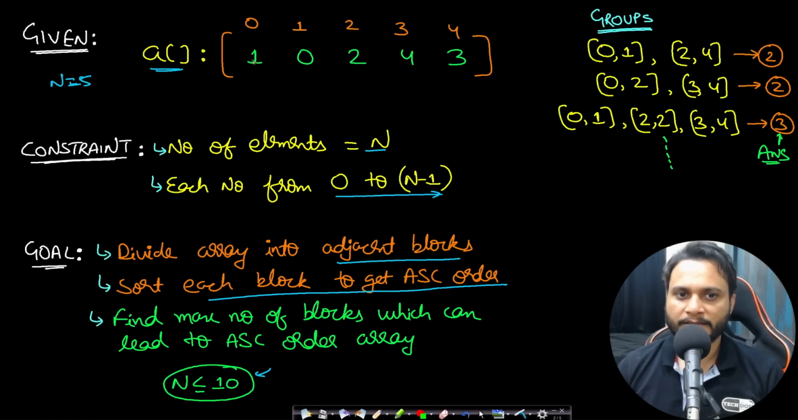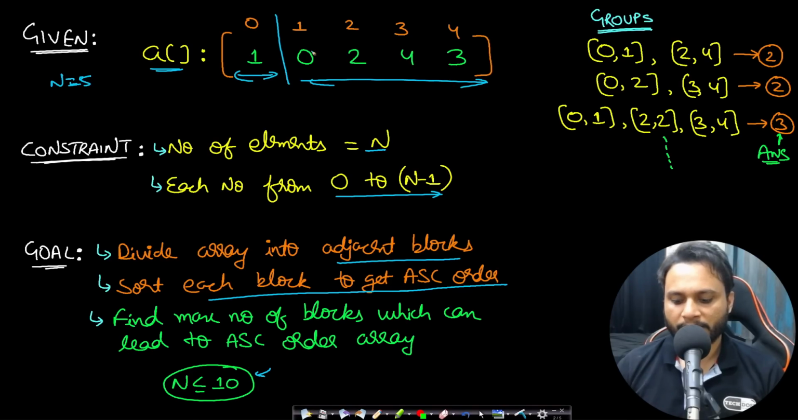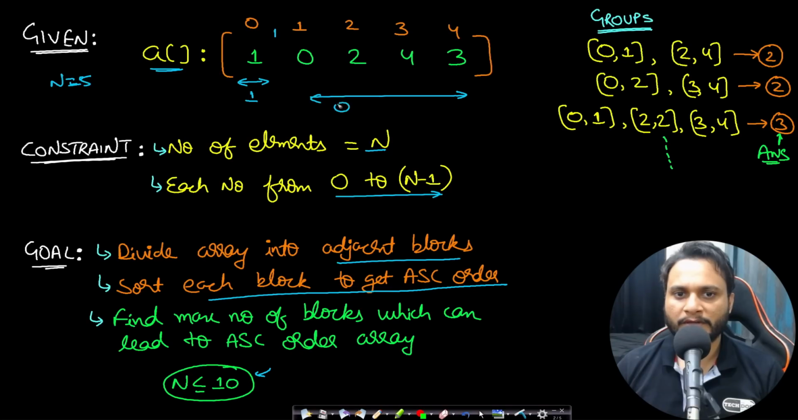Now in this particular case, can we divide at this point and sort the first part and the second part to get ascending order? You will see that we cannot do that, because if you pick the partition point between this 0 and 1, then if you sort the first block you will get 1, and if you sort the second block you will get 0, 2, 3, 4. But if you concatenate them, you will get 1, 0, 2, 3, 4, which is not ascending order. So picking the partition point between 0 and 1 is incorrect.